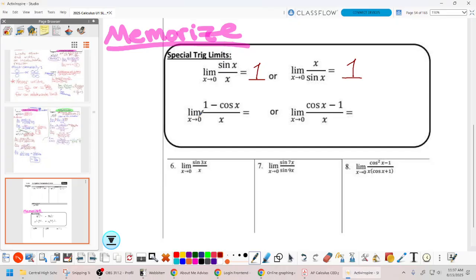These bottom two, notice the only thing that changes is the order, which is a significant change, but it doesn't actually change the limit value, which is 0. Okay?